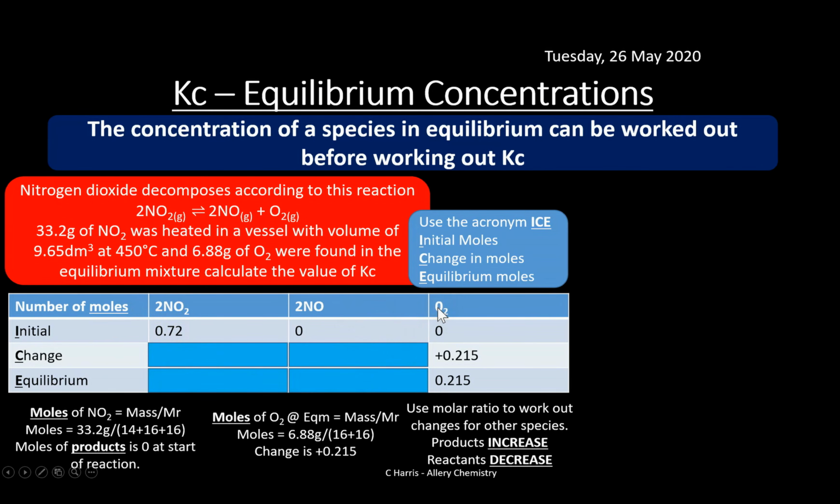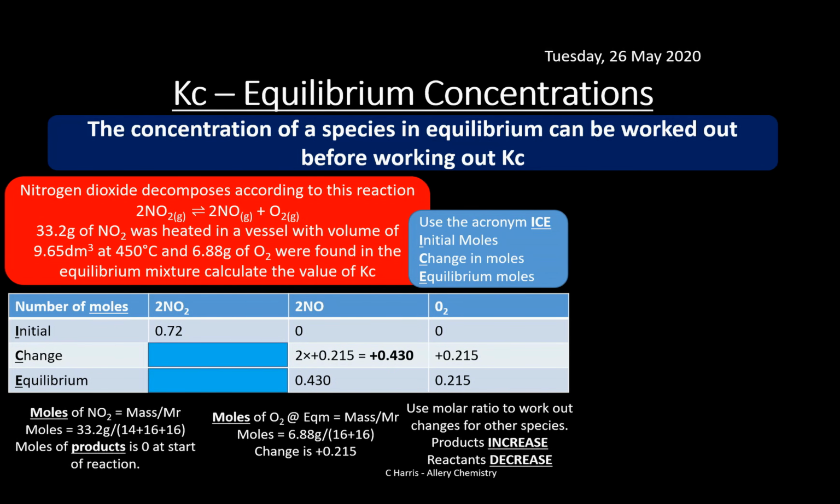Now you can see here that we've got a 1 to 2 or 2 to 1 ratio. So if this is increased by 0.215, then this will increase by twice that amount. So let's have a look. So there it is. It's 2 times 0.215 because it's a 2 to 1 ratio. So the number of moles at equilibrium is going to be 0.430.